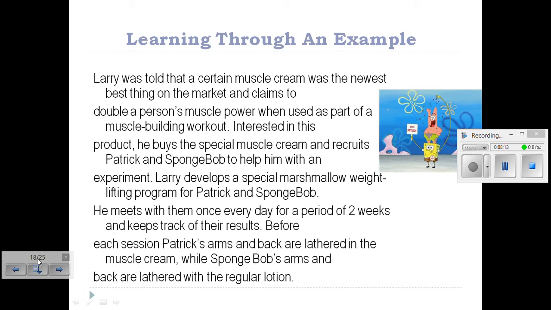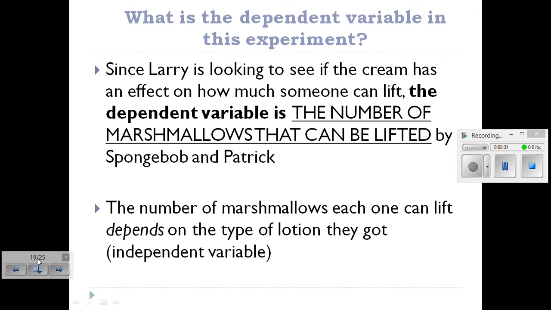Before each session, Patrick's arms and back are lathered in muscle cream, while SpongeBob's arms and back are lathered with regular lotion. Now, as we mentioned, the independent variable refers to the lotion, which is the cause. The effect of this, or dependent variable in this case, would be the number of marshmallows that can be lifted. Because Larry is looking to see if the cream has an effect on the ability to lift. So therefore, again, the dependent variable would refer to the number of marshmallows that can be lifted. The number of marshmallows each one can lift depends on the type of lotion they got. The lotion they got being the independent variable.